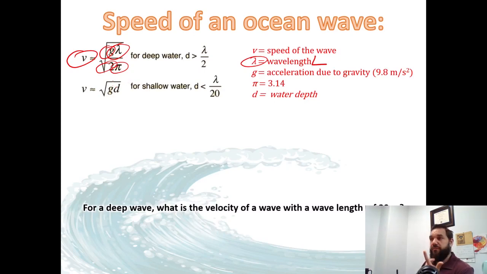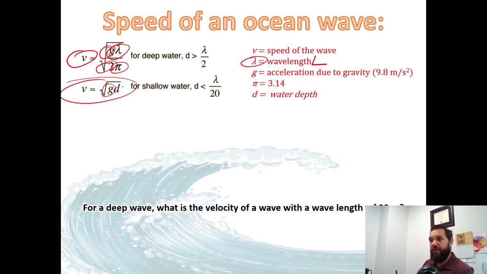Now I want you to notice something. This is the velocity for a shallow water wave. It is equal to the square root of g, which is 9.8 meters per second squared. It's always the same, the acceleration due to gravity, because remember, the restoring force of this is gravity. So that's why gravity comes into play here.